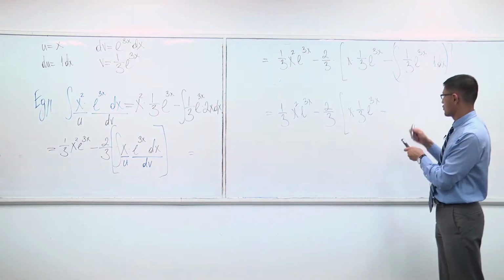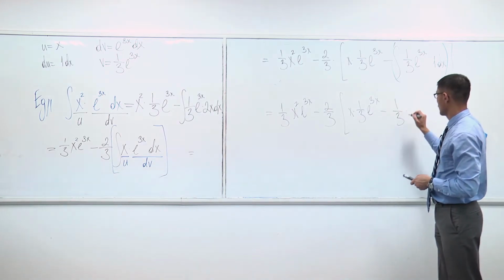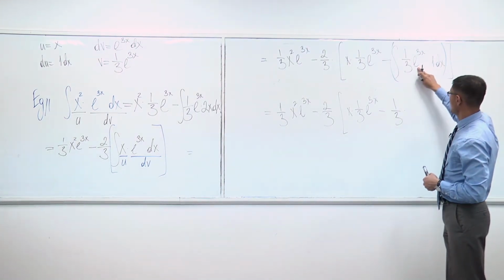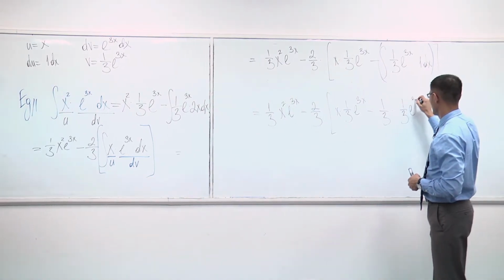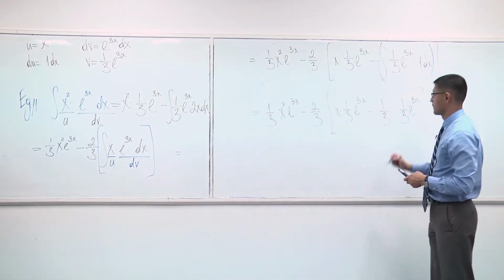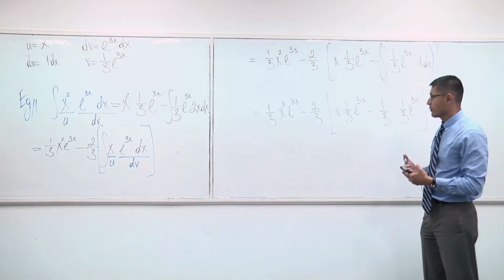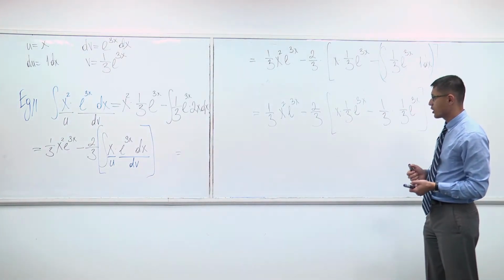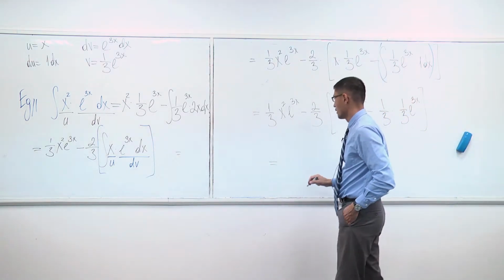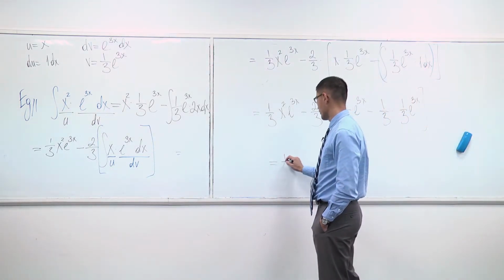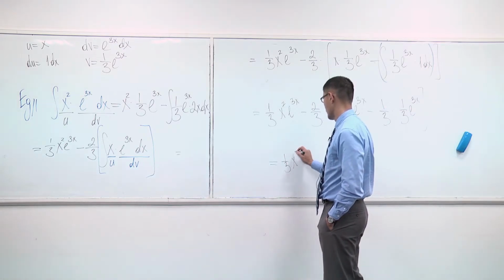1 over 3 is just a constant, so we take it out. We don't have to touch it. And the integral of e to the 3x is 1 over 3 e to the 3x. Okay, so that basically pretty much finishes our job. If you really want, and you probably should, maybe go through one more step to simplify things.